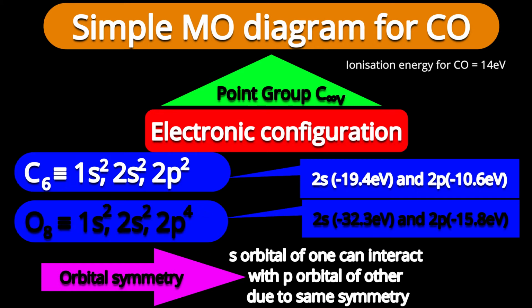Actually, the 2s orbital of one and the 2s orbital of the other do combine. But this sp kind of combination is, from the energetic point of view, not suitable because a large energy gap is there, almost 22 electron volts. So a direct sp combination from oxygen to carbon is not possible.